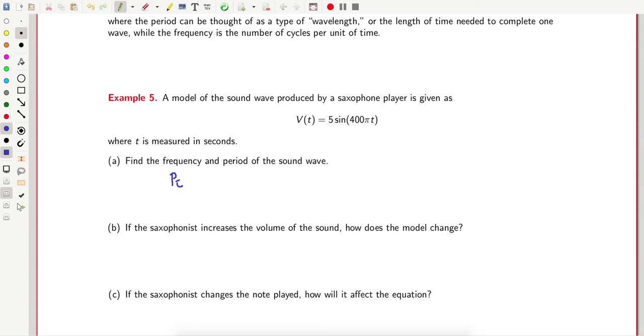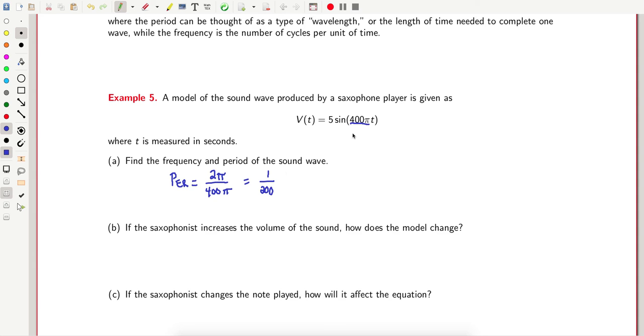But the period is going to be 2 pi divided by this 400 pi. So 2 pi divided by 400 pi, and the pi's are going to cancel out. So we're left with 2 over 400, which is 1 over 200. So this is about, I think, 0.005, which is a very, very short wavelength.